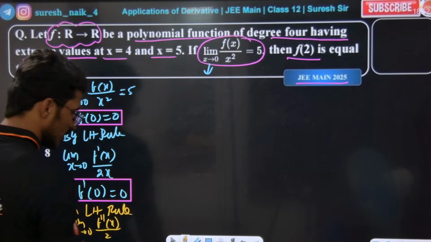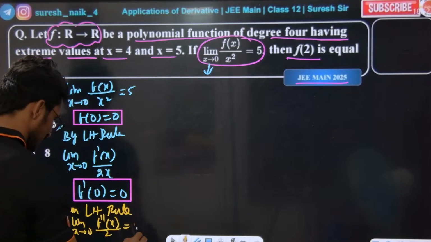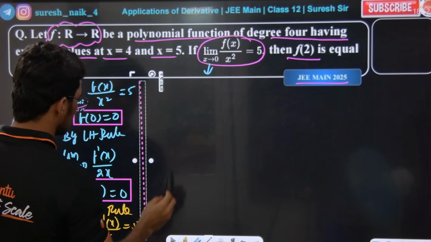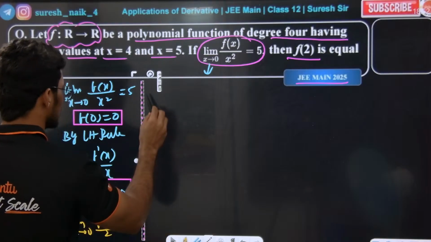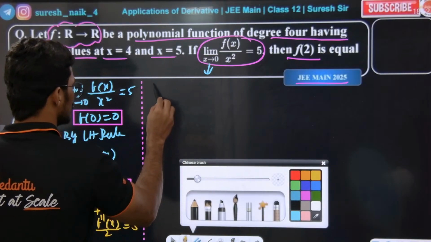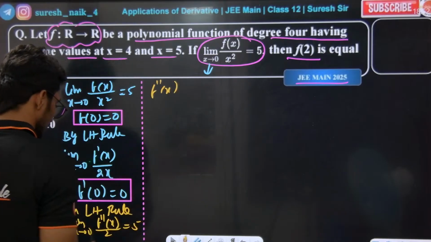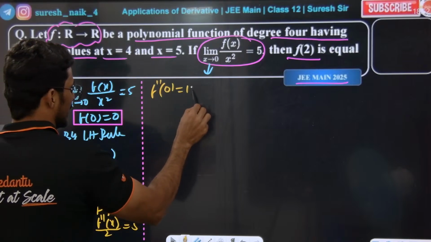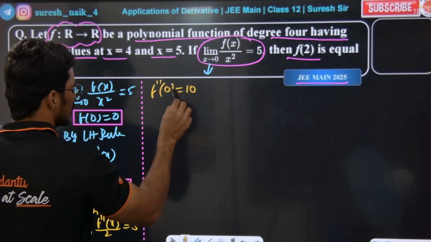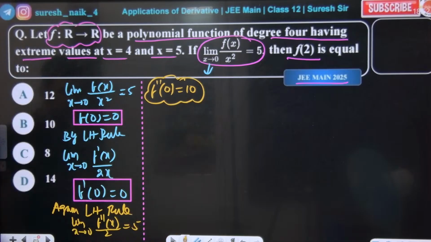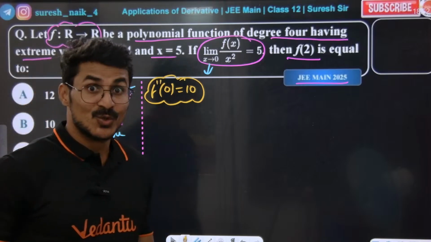Can you see the board? Yes. Is equal to 5. In that case, what happens? f dash of x, or you can say at 0, f double dash of 0 is equal to 10a. Are you getting the point? f double dash of 0 is equal to 10.